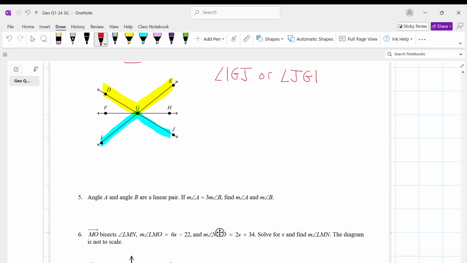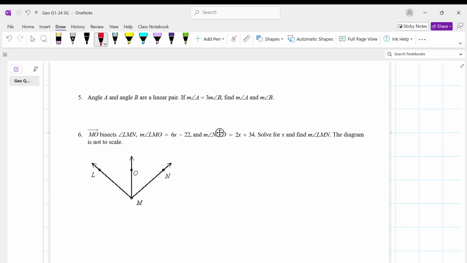All right, problem number 5. Angle A and B are a linear pair. A linear pair, sum 180, and they form a straight line. If the measure of angle A is equal to 3 times the measure of angle B, find A and B. All right? So we've got an angle plus an angle that's 3 times bigger. So we got angle plus 3 times an angle equal to 180.